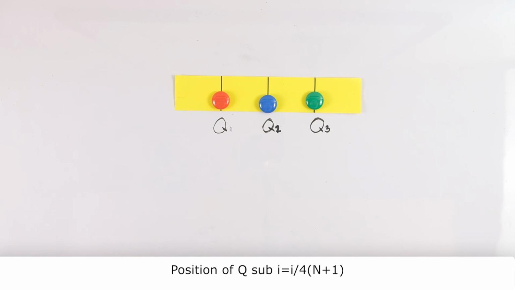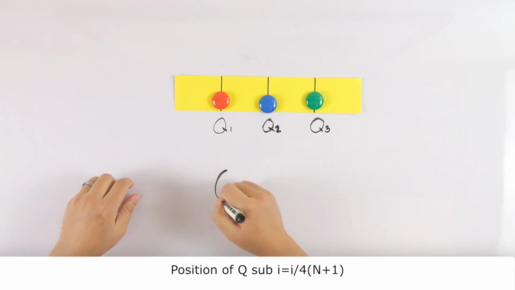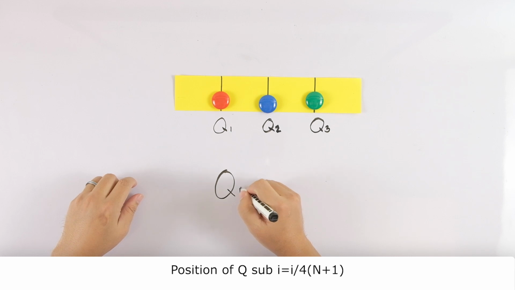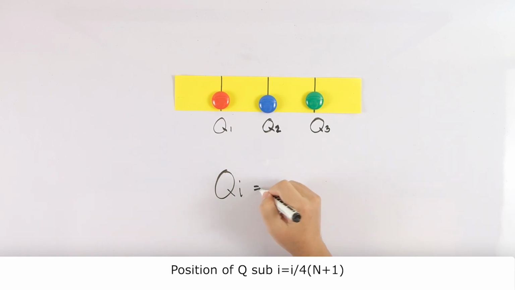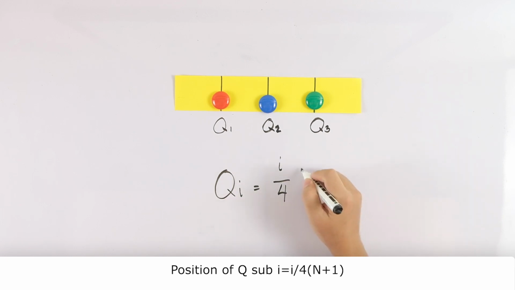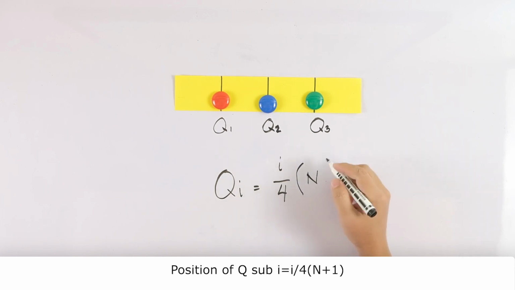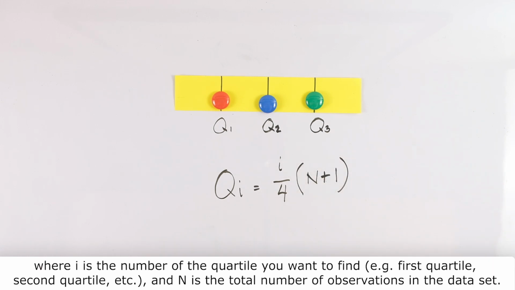For our quartile position, the formula is Q sub i is equal to i over 4 times the quantity of n plus 1, where i is the number of the quartile you want to find, for example, the first quartile, the second quartile, and so on. And n is the total number of observations in the data set.